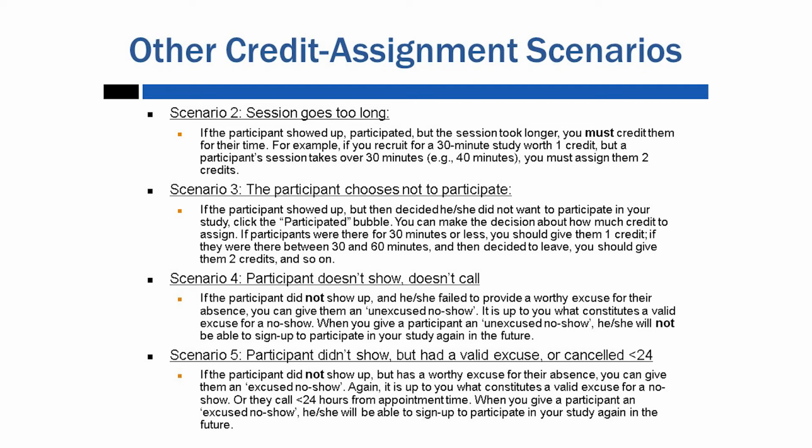There are 2 no-show scenarios. If a participant does not show up for the experiment, they receive a no-show. One is an unexcused no-show. You have not heard from them and you don't know why they haven't shown up. Under the assigned credits area, you can choose no-show.